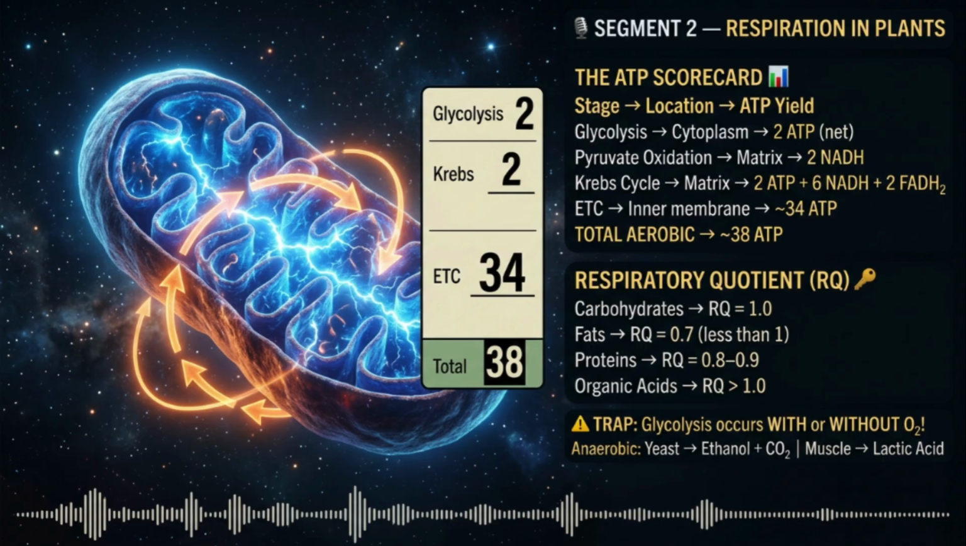Question 2. How many net ATP does glycolysis produce? 2, not 4. 4 is the gross yield. 2 ATP are invested at the start, so the net gain is 2 ATP.